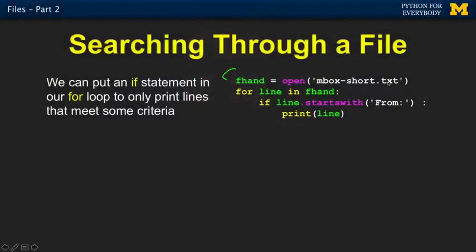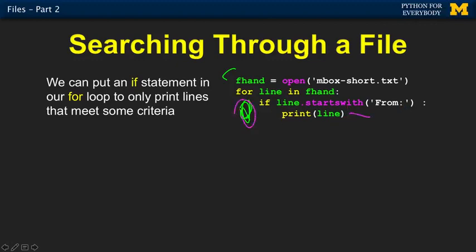We can search through things, and we can show the lines that meet a search criteria. So we open this mailbox, we're going to loop through line by line, and then we're going to ask if the line starts with "From:" followed by a space, print it.